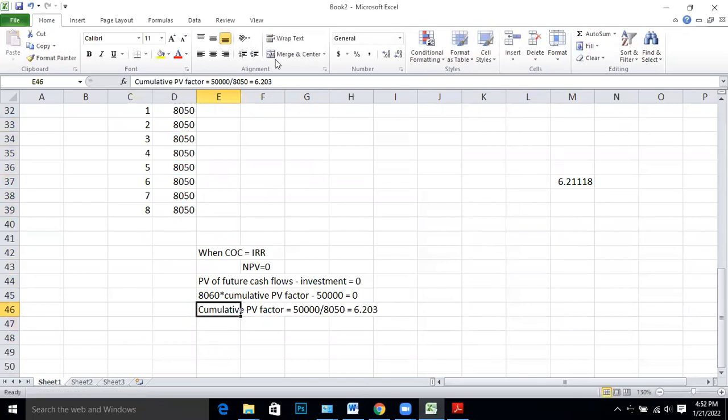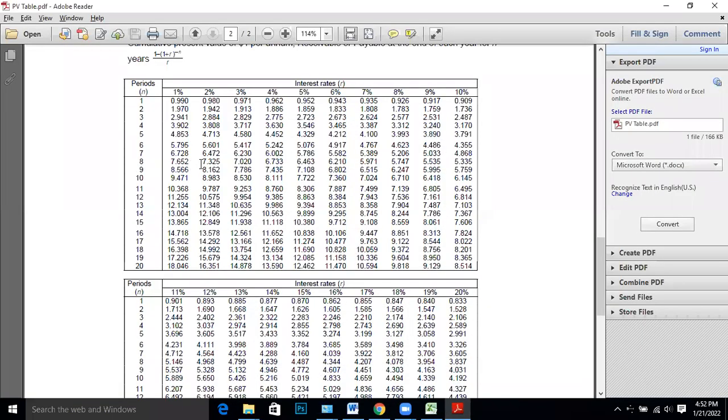So the answer we get for the cumulative factor is 6.211, in the 8 years row. Check where we have it. 6.210 is there, right? Very close. 6.211 and 6.210, only a small difference. 0.001 is the difference. That is for 6%, we have that answer.